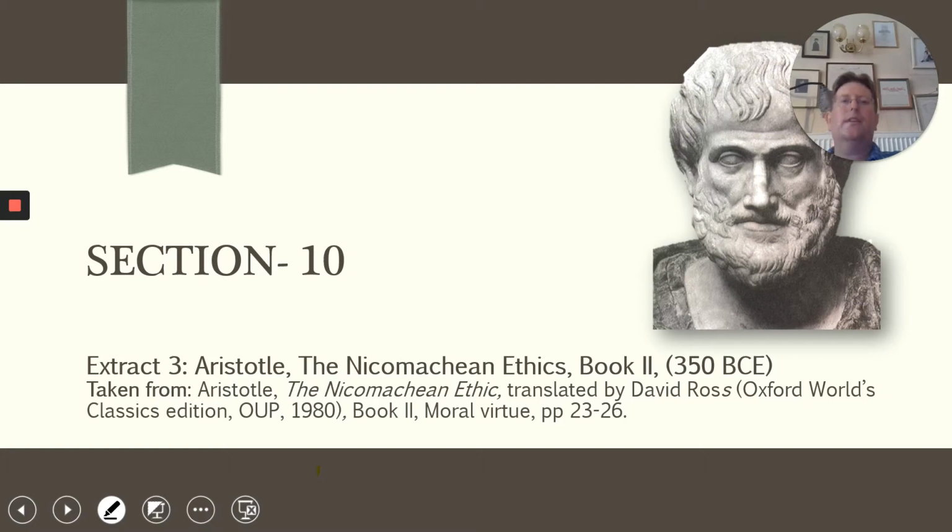Okay, welcome to this A-level religious studies paper 2, ethics anthology 2 task on Aristotle's Nicomachean Ethics. This is section 10.